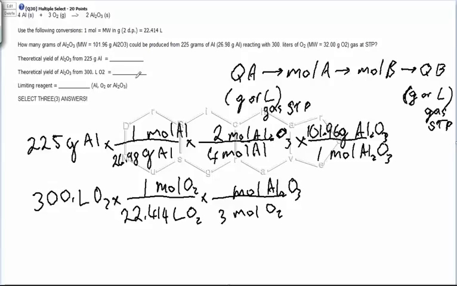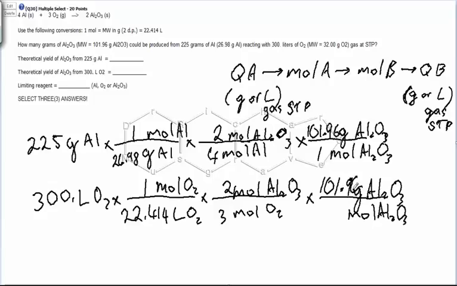Relationship: 3 moles of O2 gives 2 moles of Al2O3. Moles of Al2O3 go on the bottom, grams of Al2O3 go on top. Relationship: 101.96 grams of Al2O3 is equal to 1 mole of Al2O3. So what we're going to get from each of these is a gram amount of Al2O3. I won't do that, you can work that out yourselves. What I will tell you is the limiting reagent will be the one of these, Al or O2, that produces the least number of grams of Al2O3.